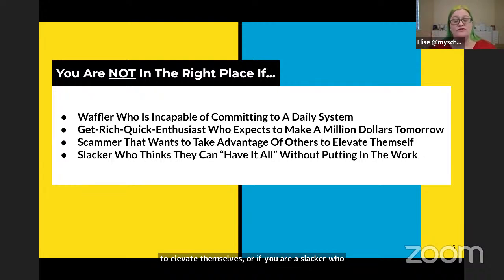I don't want to work with you, and you definitely don't want to work with me. If you want to have it all without putting in the work so that you can have unlimited traffic, this is not the place for you. You're going to have to work hard, and you're going to see results when you use these strategies.